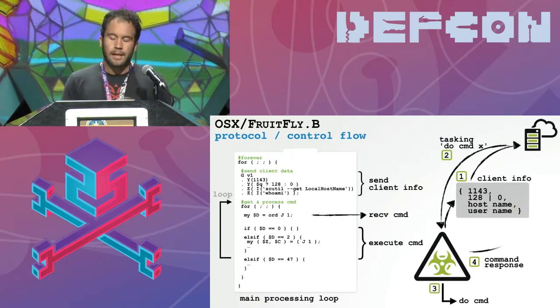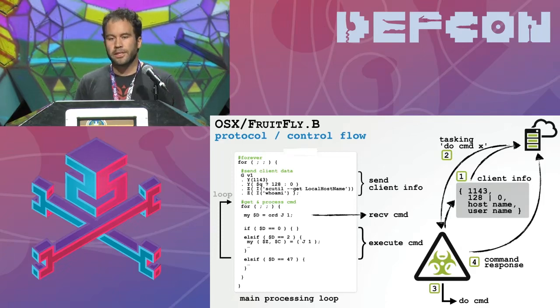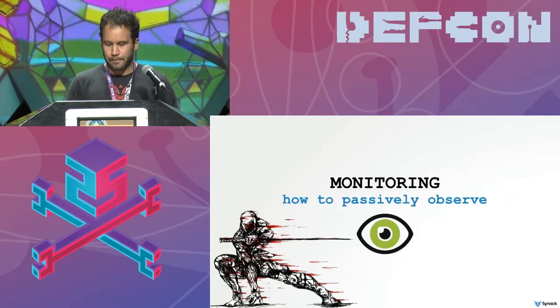And this does two things. It checks in with the custom command and control server, sending some information like the host and username. And then it invokes the J subroutine to receive 1 byte from the command and control server, which it then processes in a massive if-else loop. What this is doing is basically just receiving a numeric command from the command and control server, processing that, and then returning the response to the server.